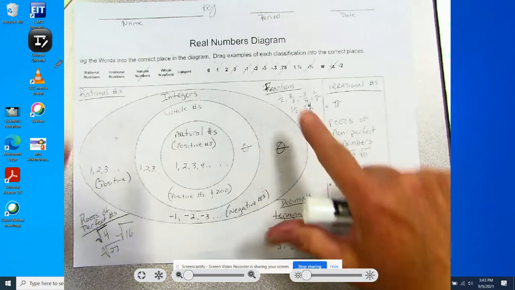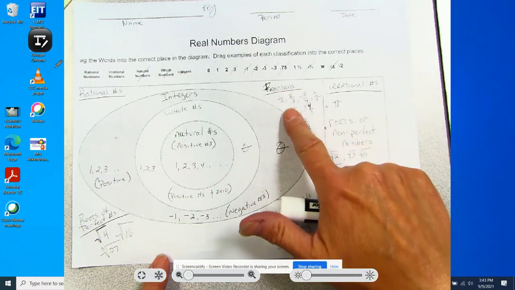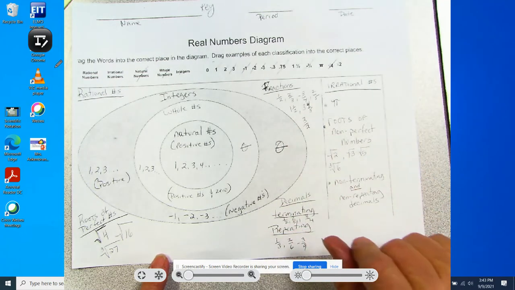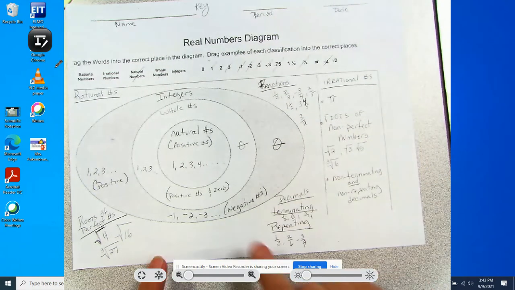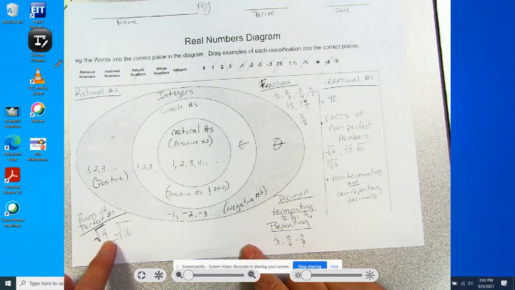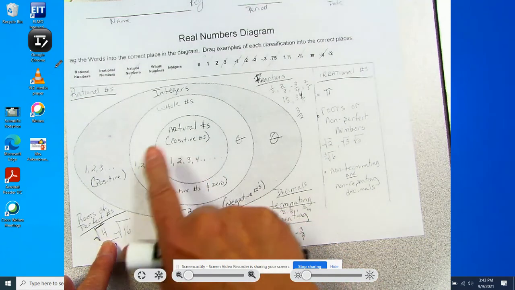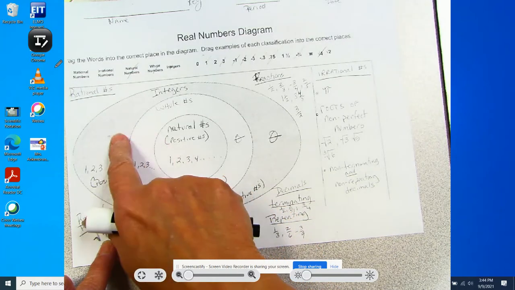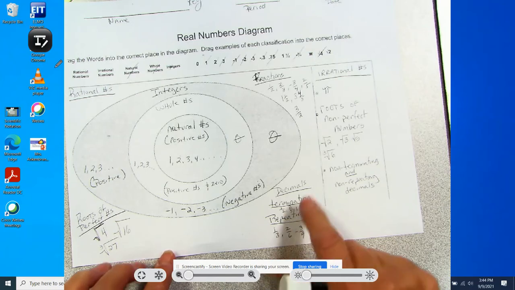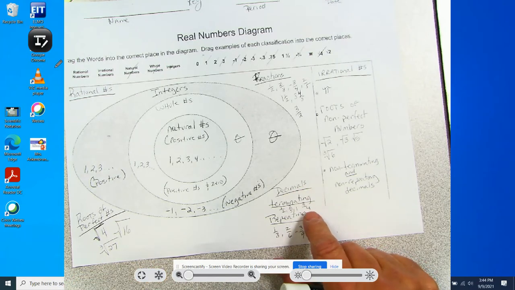But rational numbers are also fractions, whether they're positive fractions or negative fractions, mixed numbers or improper fractions. Rational numbers are the roots of perfect numbers. So the square root of 4 is 2. So the square root of 4 is a rational number. It's also a natural number, a whole number, and an integer. Square root of 16, the cube root of 27. Decimals are also rational numbers.